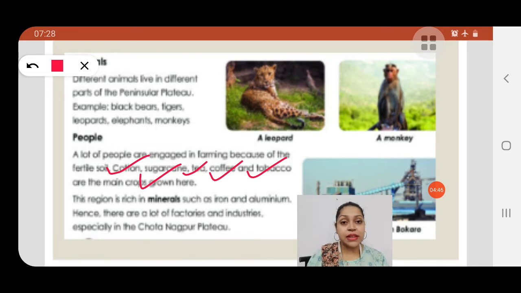And one more thing children, this region is rich in minerals. So children, this is a new word. This region is very much rich in minerals such as iron and aluminium, and hence there are a lot of factories and industries, especially in the Chota Nagpur Plateau. I have explained in the last class where the Chotanagpur Plateau is. It is in the Peninsular Plateau, in the Deccan Plateau itself, not in the Central Highlands. And it is very much rich in minerals. And what are those minerals? They are iron and aluminium. They are found inside the earth, and because of that there are a lot of factories and industries in this region. Now let's move to our next.